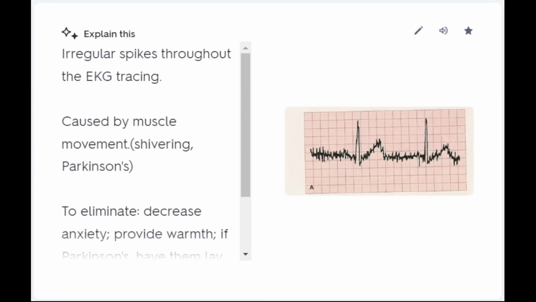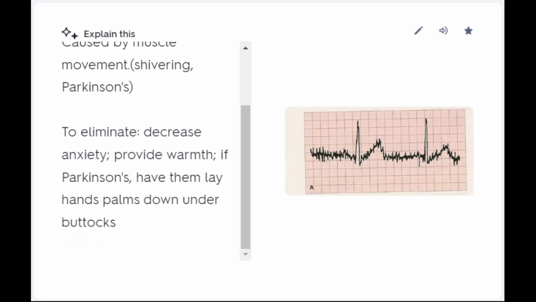Somatic tremor. Irregular spikes throughout the EKG tracing caused by muscle movement. To eliminate, decrease anxiety, provide warmth. If Parkinson's, have them lay hands palms down under buttocks.